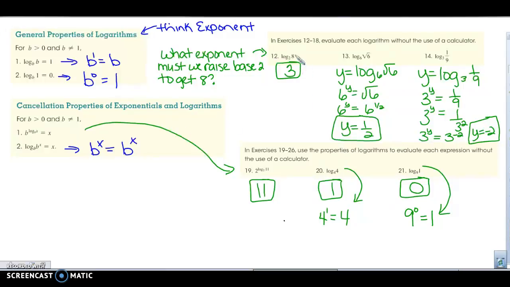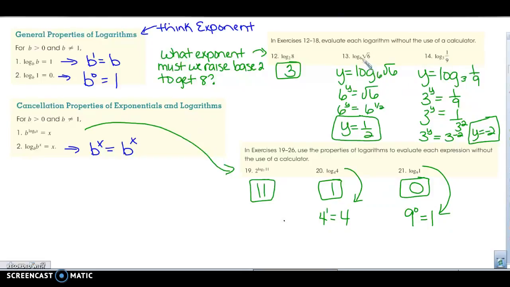All right, take a look at these examples here and keep in mind that when you see logarithm, you're thinking exponent. So this is the question that you would ask yourself for a problem like this. What is the exponent that I'm raising base 2 in order to get the result of 8? What would that exponent need to be? And in this case, 3. What is the exponent that I have to raise 6 to get the square root of 6? What is the exponent that I have to raise 3 to get 1 over 9?